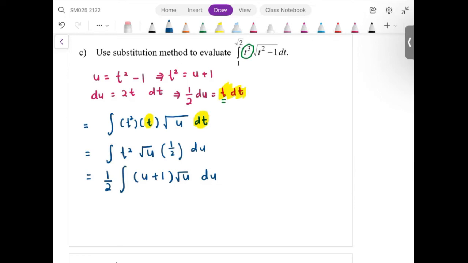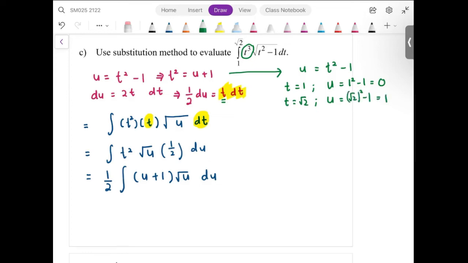And then next part, we have to find limit in term of u. Dia panjang sikit lah kan benda ni. Okay. In order to find limit in term of u, remember our target, u is basically t squared minus 1. So, start with the first lower limit. When t is 1, our u would be 1 squared minus 1. So, we get 0 there. Okay. Next one, our upper limit is root 2. So, when t is root 2, u will be root 2 squared minus 1. So, we get 1. Okay.